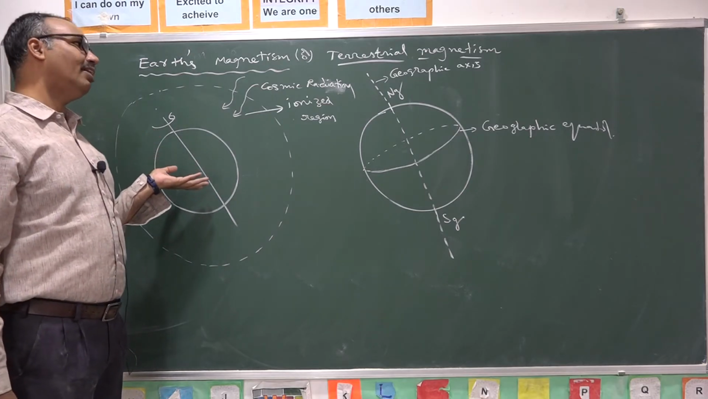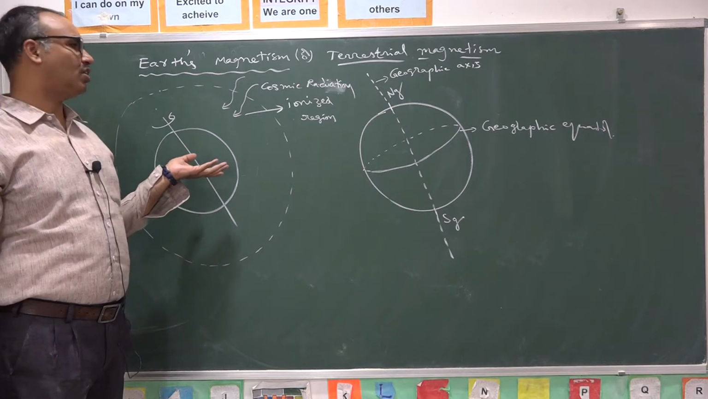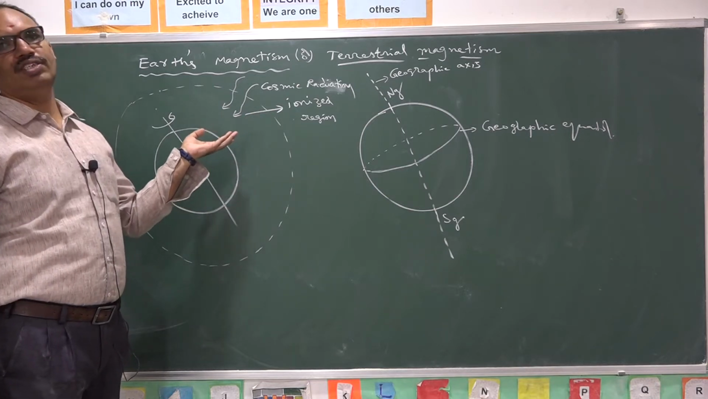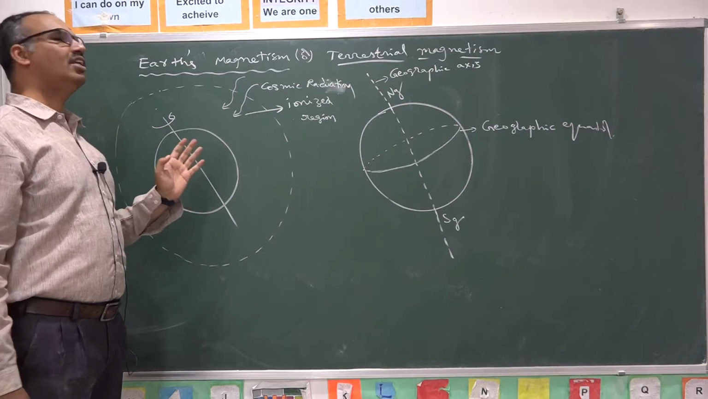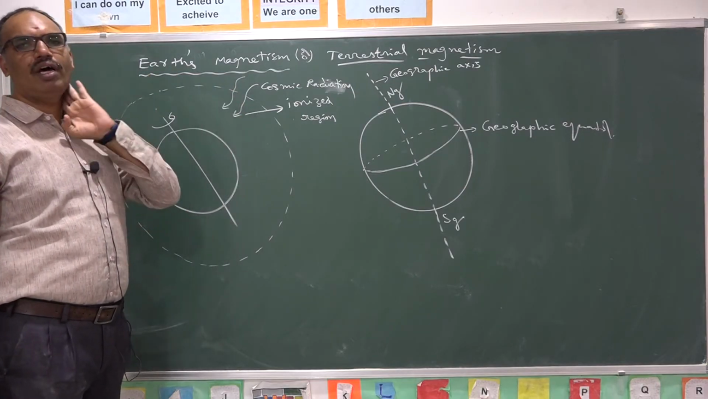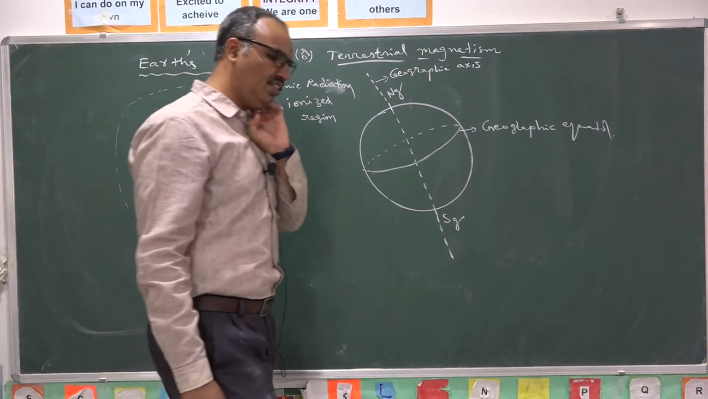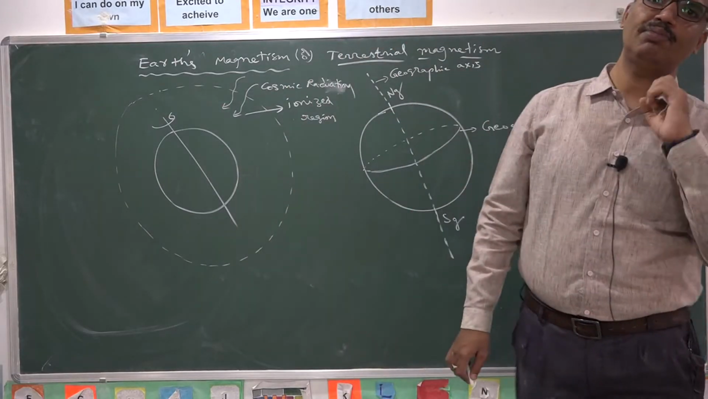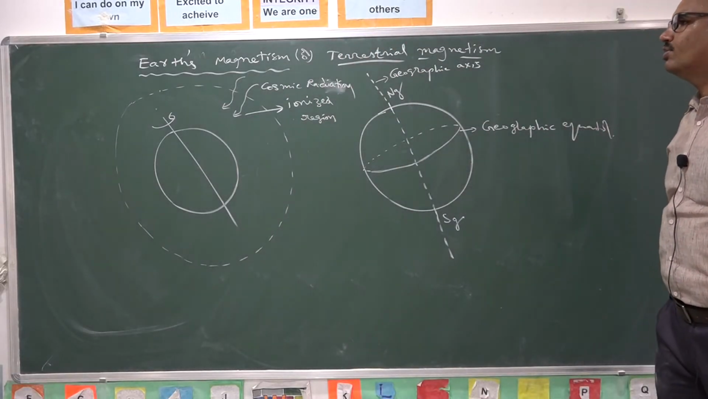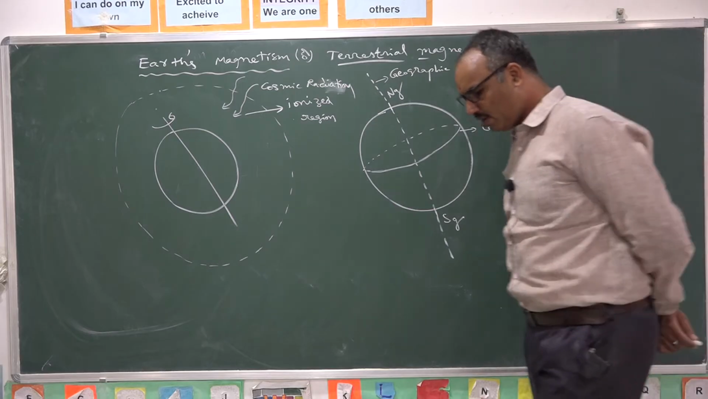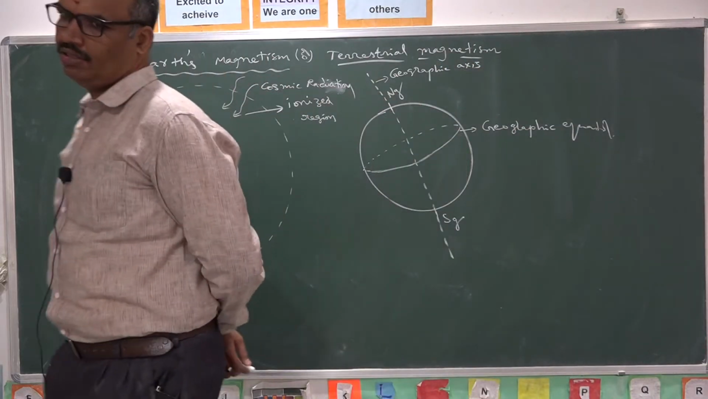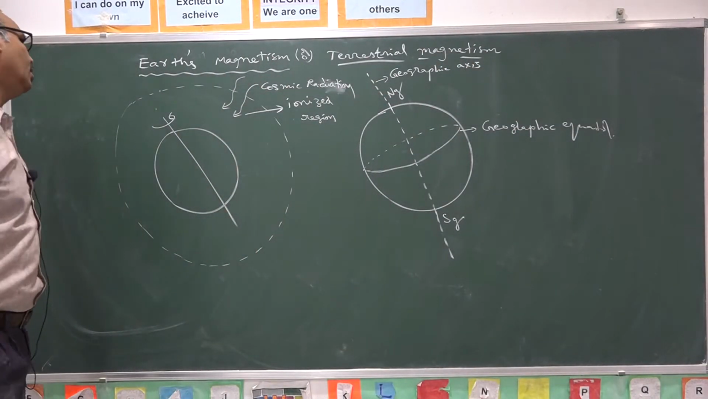So, Earth is getting magnetism because of the motion of the ionized matter which is available in the surrounding region of Earth, which is developed due to the interaction of cosmic radiation with atmospheric atoms and molecules. So, this is the reason for magnetism of Earth as per the modern theory.